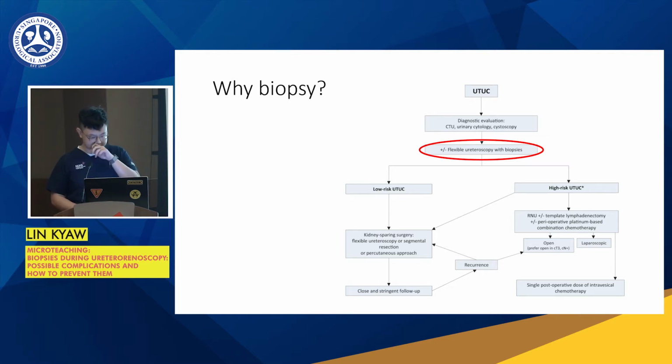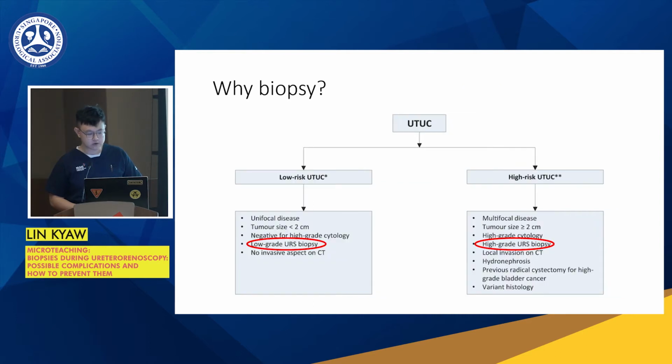Essentially, in a patient with a suspected UTUC, the initial diagnostic evaluations should include a CTU, urine cytology, as well as cystoscopy. A point to note is that flexible URS with biopsies is a plus minus in the EAU guidelines, which I will explain further. The main goal of performing this biopsy is to determine whether this UTUC is a low risk or a high risk UTUC, and defining low risk or high risk UTUC according to the EAU guidelines are essentially these few.